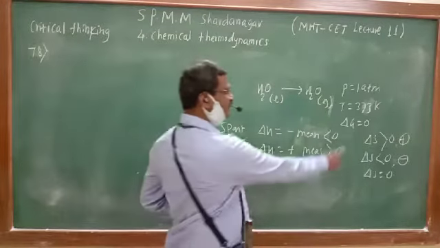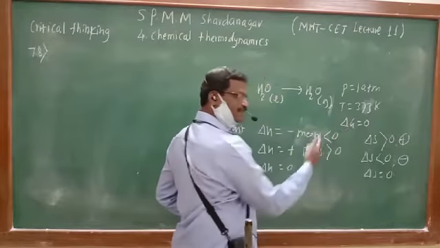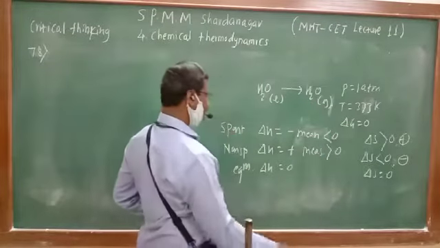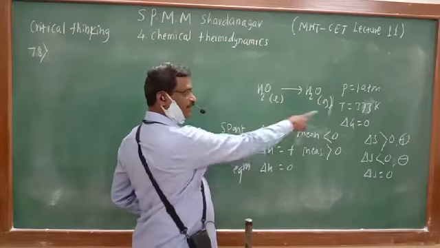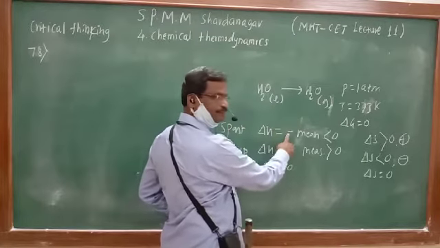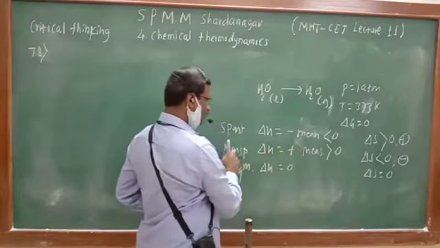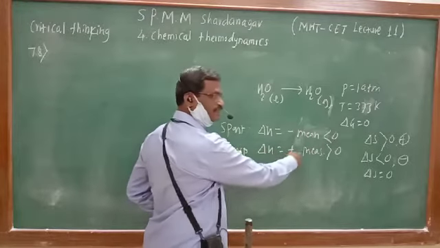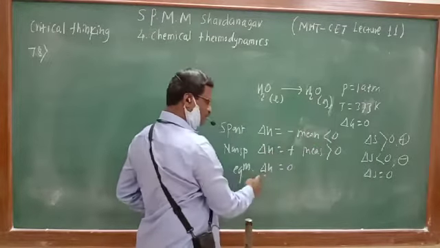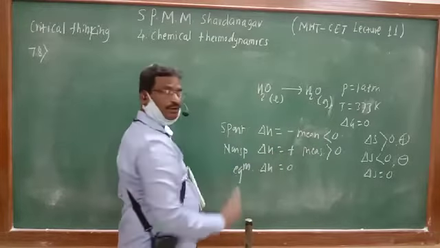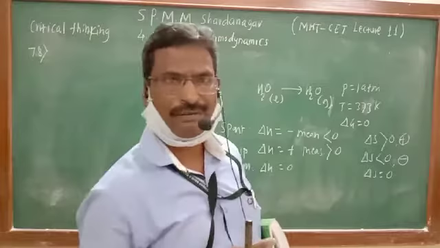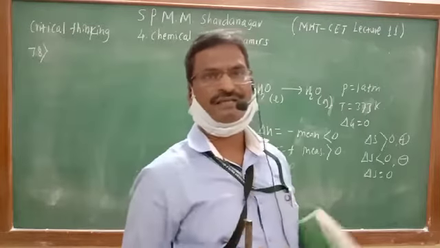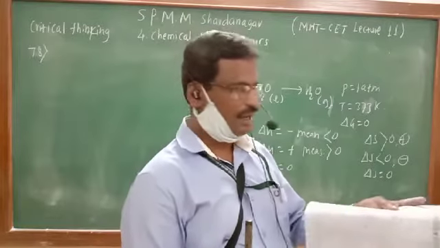Here they have given delta G as 0. For delta G also we have seen the conditions. For a spontaneous process, delta G should be negative, means less than 0. For a non-spontaneous process, positive, means greater than 0. And at equilibrium, delta G is also 0. The conditions of delta H and delta G for spontaneous and non-spontaneous processes are the same.